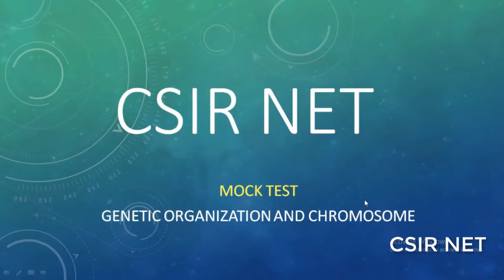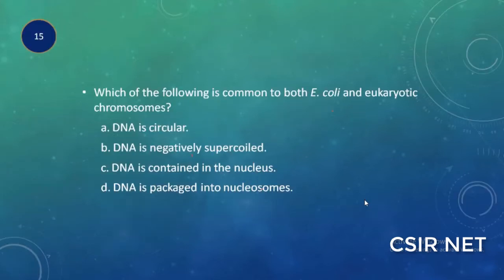Here we will discuss the preparation for CSIR NET. Everyone is preparing for the CSIR NET, but along with reading the chapters, it has also become very necessary to prepare for the MCQs. So we will discuss topic by topic in our schedule. First of all, let's start with module number 3, which is genetic organization and chromosome.